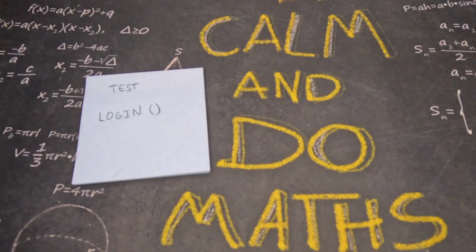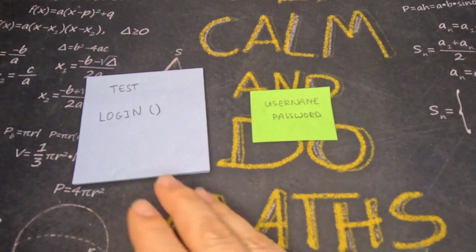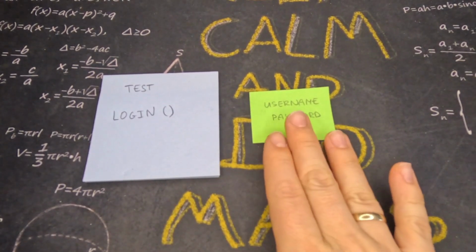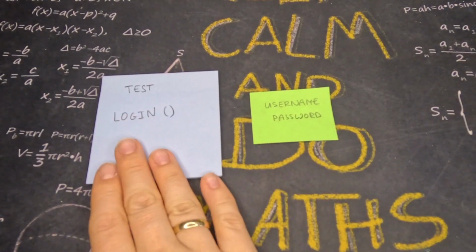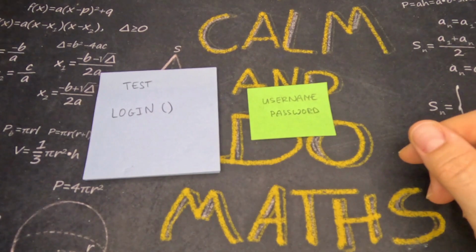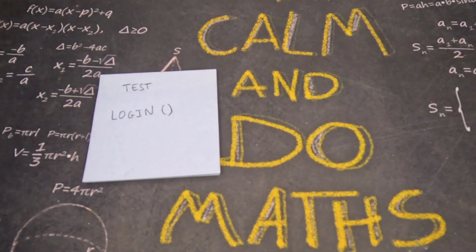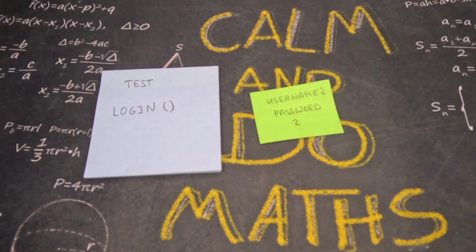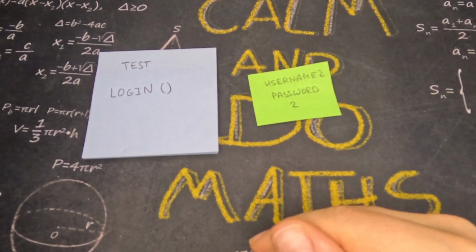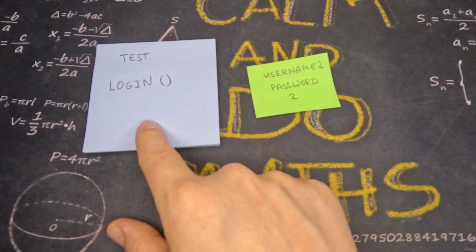But using DDT, you keep the test data separately from the test. So the username and password will be a completely different entity from the test. This gives us a couple of benefits. First of all, if you want to change the test data, you just go ahead and do this. And this is the other username and password which we want to use in the test, but the code stays the same.